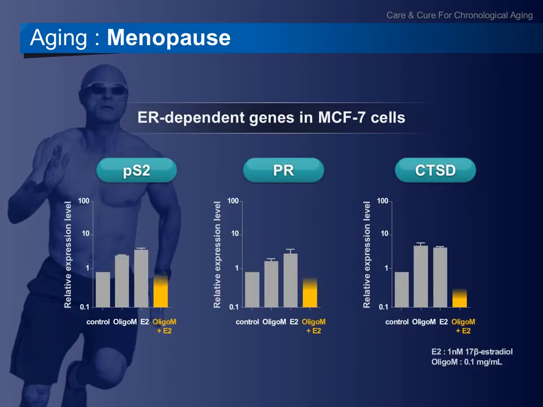By looking into the effect of OligoM and estradiol on the ER-dependent genes, PS2 and PR in MCF7 cells, OligoM increased their relative expressions and worked synergistically with estradiol when treated together. CTSD, on the other hand, didn't increase when combined with estradiol, which is good because its expression is related with a cancer signaling pathway. We can see that OligoM and estradiol regulate ER-dependent genes in a positive manner.